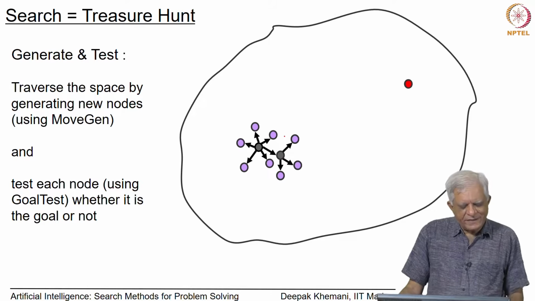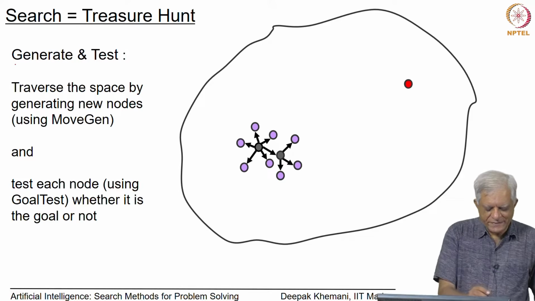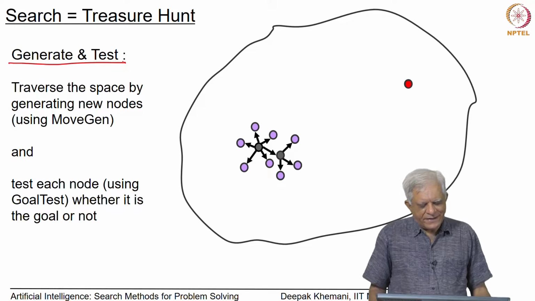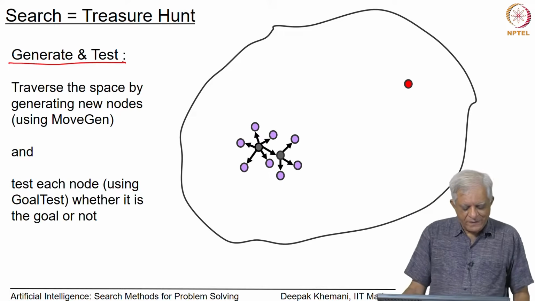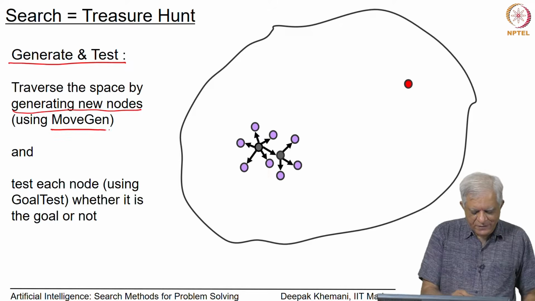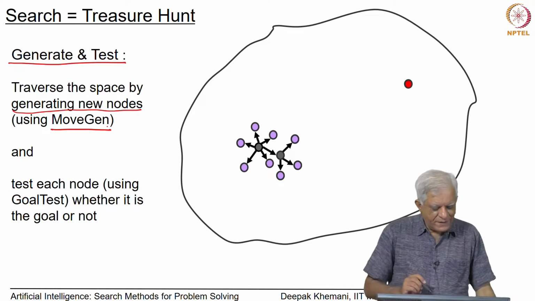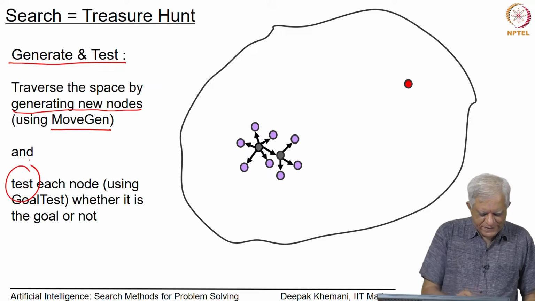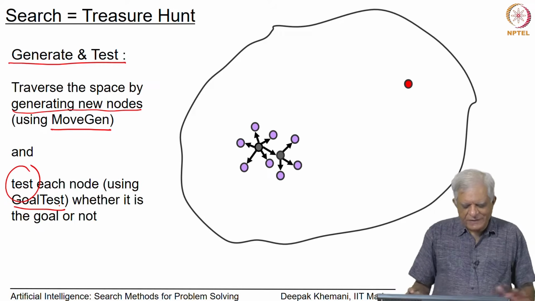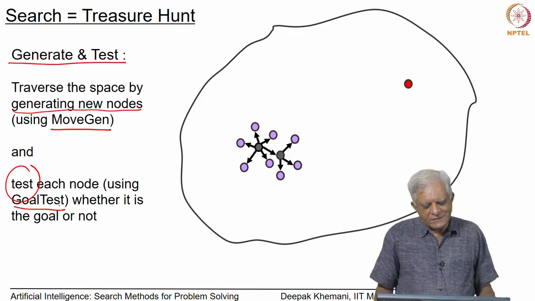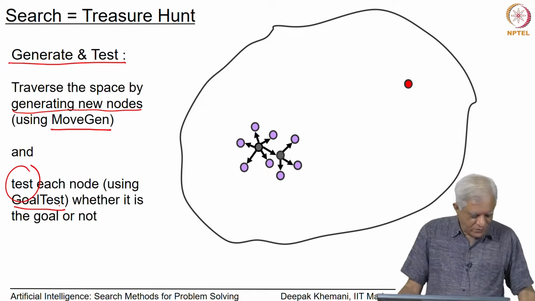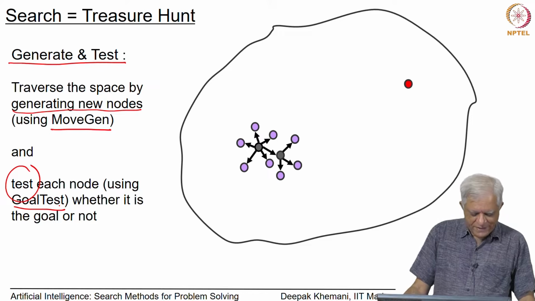The technique that we use here has traditionally been called generate and test. Generate a candidate state and test whether it is a goal state or not. So, we traverse the space by generating new nodes, and we can do that by the move gen function which the user will give us, and we test each node using the goal test function, which also we will assume that the user has given us. So, our task is not to worry about the domain henceforth. Our task is to simply navigate this space and arrive at the goal state as efficiently as possible.